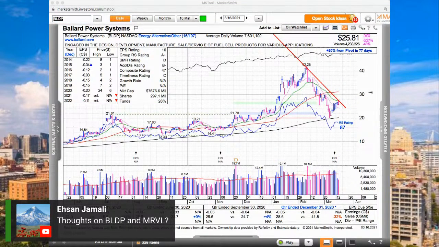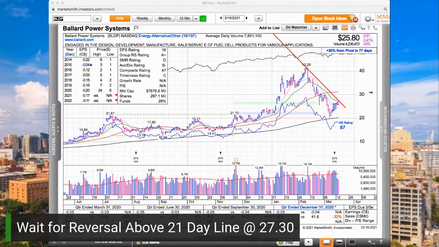So that's kind of where I think you have to be. It really has to be above this green line here, but really for the reversal to be considered working. So that's what I would do.